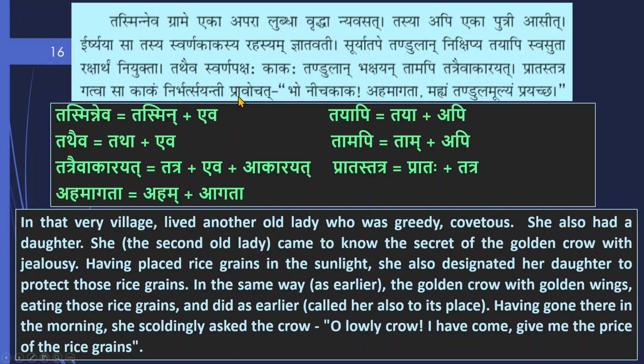Nirbhartsayanti pravochat. She scoldingly, abusingly asked the crow, Bho nicha Kakah, oh lowly crow, aham agata. Aham plus agata is aham agata. I have come. Mahyam tandula mulyam prayacha. Give me the price of the rice grains.